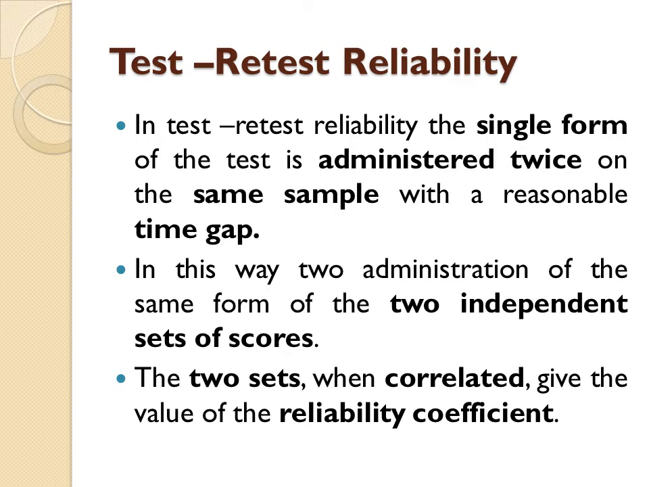To continue, two administrations of the same form give two independent sets of scores. Once you administer the test, the first one would be January and then the second one would be July. These two different times would yield two different scores, and these should have a good correlation. A good correlation means the test is a good test, or has a very good test-retest reliability.